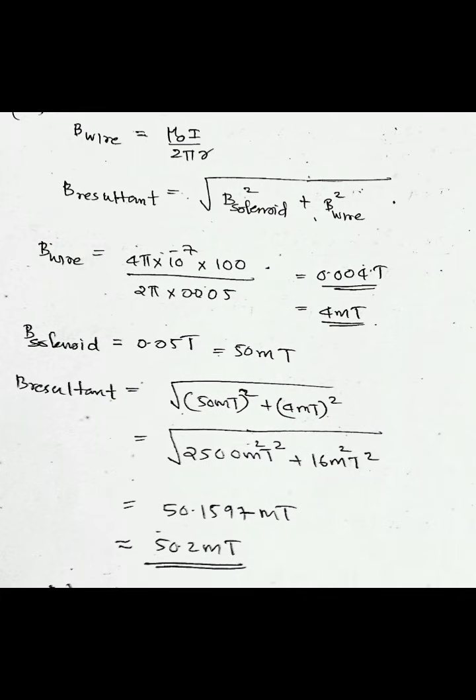B wire is equal to 4 pi into 10 power minus 7 into 100 divided by 2 pi into 0.005, and this is equal to 0.004 Tesla, that is equal to 4 milli Tesla. B solenoid is equal to 0.05 Tesla, this is equal to 50 milli Tesla. So B resultant is equal to square root over 50 square plus 4 square. This is equal to square root over 2500 mT square plus 16 mT square, and this is equal to 50.1597 milli Tesla, which is approximately 50.2 milli Tesla.